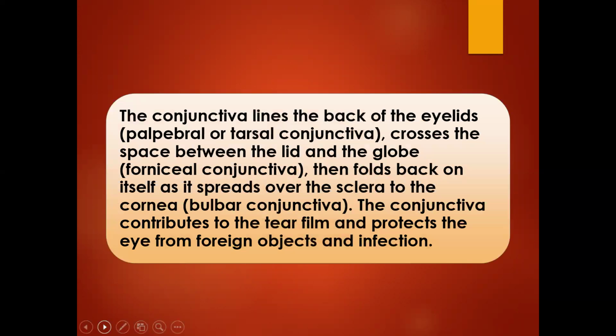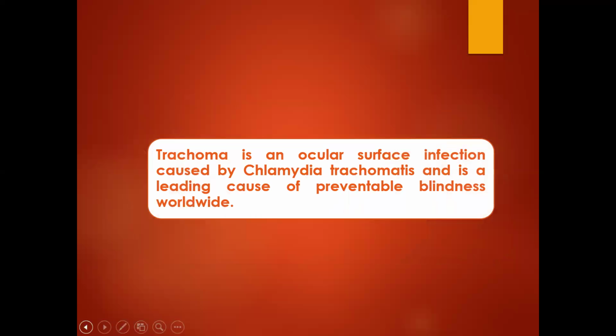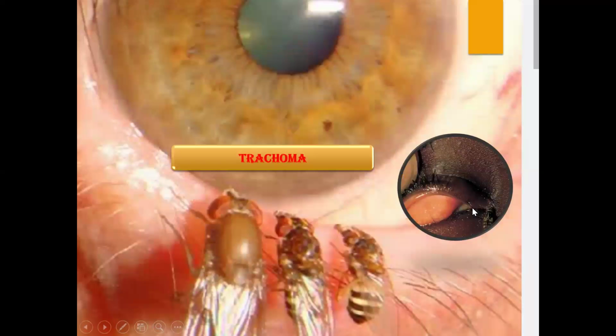Now let's talk about the conjunctiva. It's good we have a good understanding of the conjunctiva. The conjunctiva lines the back of the eyelid, like I said earlier, and that part of the conjunctiva that lines the back of the eyelid is known as palpebral or tarsal conjunctiva. It crosses then in between the lid and the globe. If you check this picture now, you see this place, this is the palpebral or tarsal conjunctiva, that conjunctiva that lines the inside part of the eyelid.